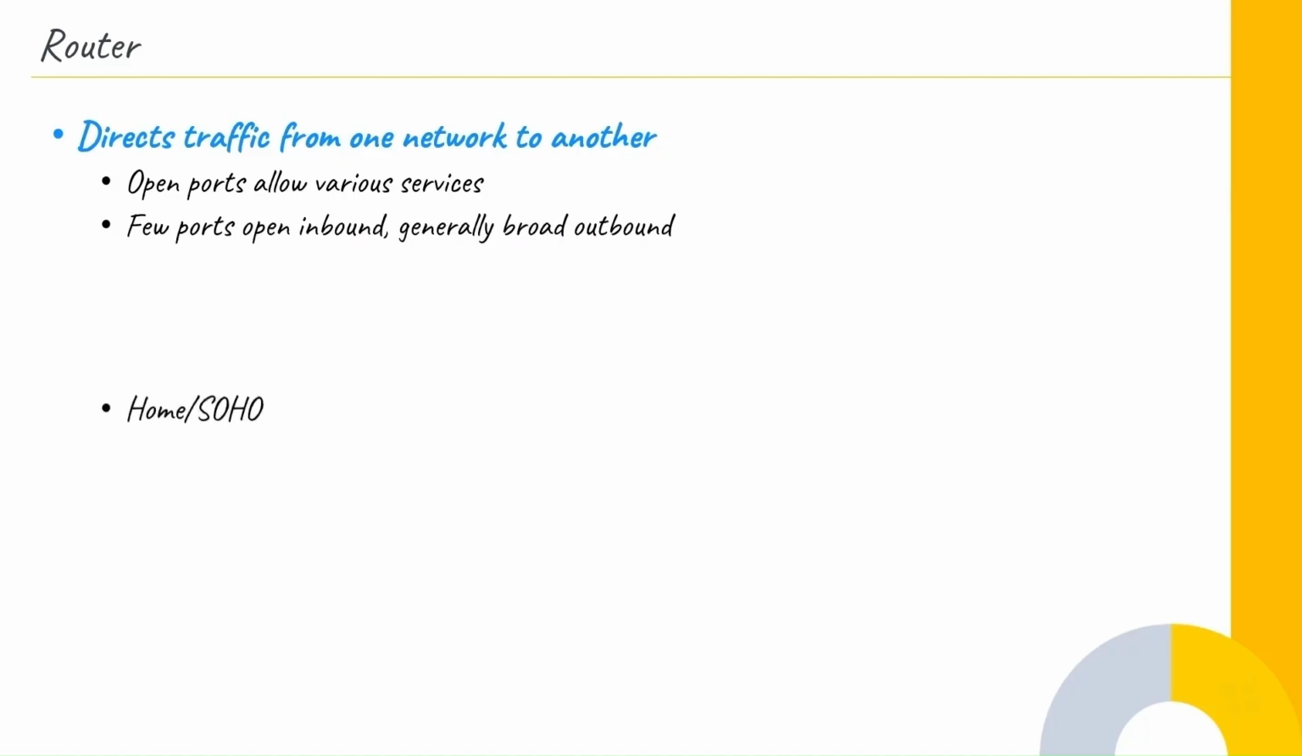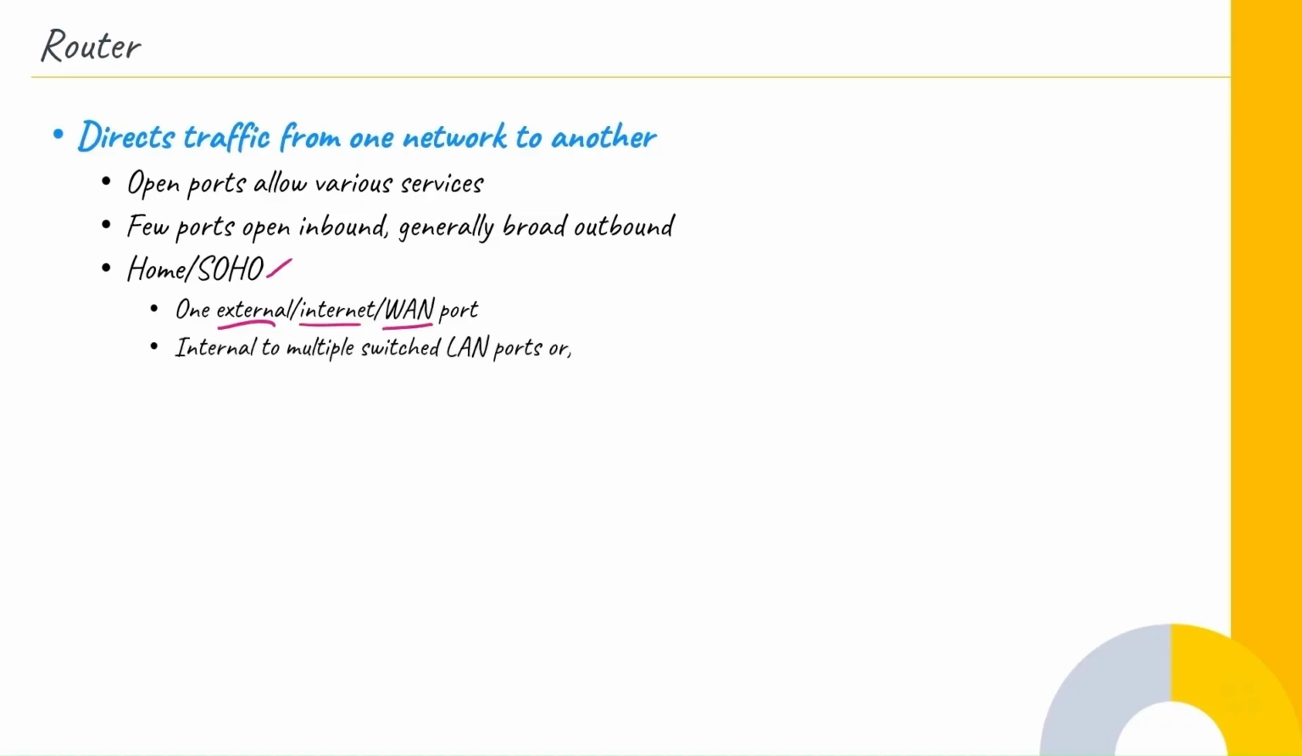In terms of the physical nature of these devices, for a small office, so at home, these are usually going to have one external port that's coming in from the internet. It could be called an external port, it could be called the internet port. On some devices, it'll simply be labeled as the WAN port, but for most of our purposes, that's all really just the internet. And then we'll have internal, multiple switched LAN ports.